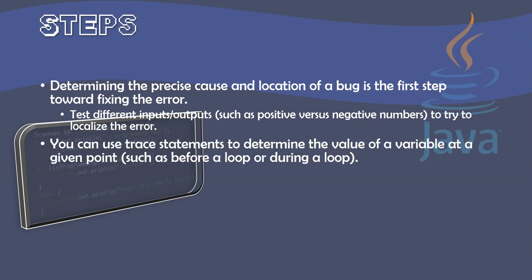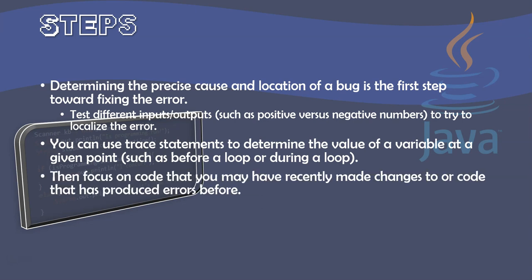We can also use trace statements. Again, we can use them in moderation here to determine the value of a variable at a given point, such as before or during a loop. Again, you don't want to use trace statements everywhere because it could get very unwieldy, but we can use them if we want to isolate something.